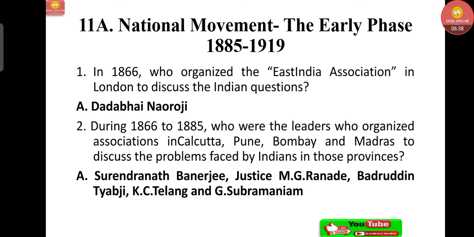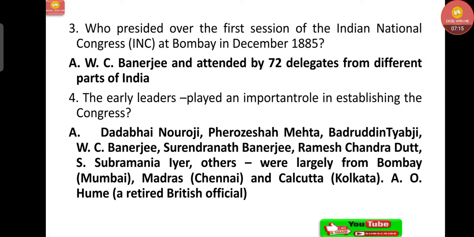Now the next chapter, the 11A, National Movement, the early phase from 1885 to 1919. In the year 1866, who organized the East India Association in London to discuss the Indian questions? That was Dadabhai Naoroji. During 1866 to 1885, who were the leaders who organized associations in Calcutta, Pune, Bombay and Madras to discuss the problems faced by Indians in those provinces? That was Surendranath Banerjee, Justice M.G. Ranade, Badruddin Tayyabji, K.C. Telang and G. Subramaniam.